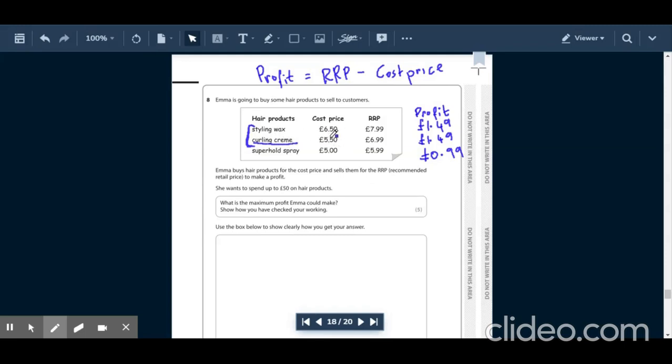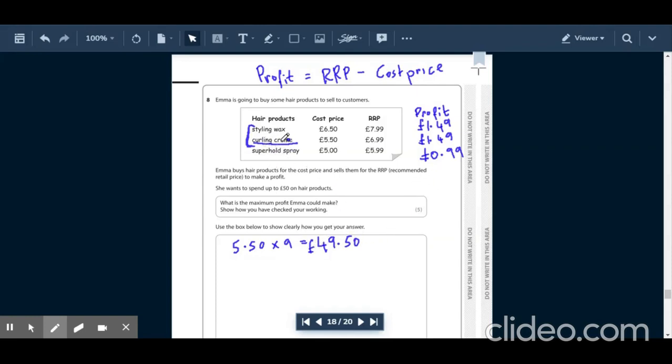So we want to say, how many times can she buy the curling cream so that she can sell it for a profit of £1.49 each time? So if we say it's 50 quid, we know she can't do it 10 times because 5 times 10 is 50 quid. So we're going to see if she can do it 9 times. So we can do £5.50 times 9. So she'd be spending £49.50.